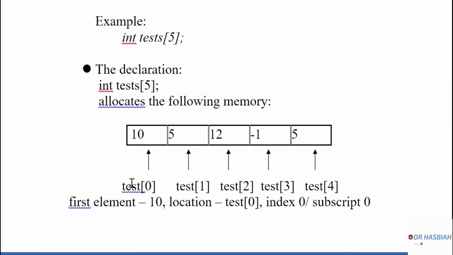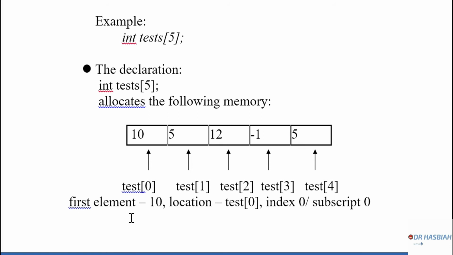So how are you going to read this variable? 10 is what we call an element. This is the first element, 5 the second element, 12 the third element, minus 1 the fourth element, and then 5 is the fifth element.